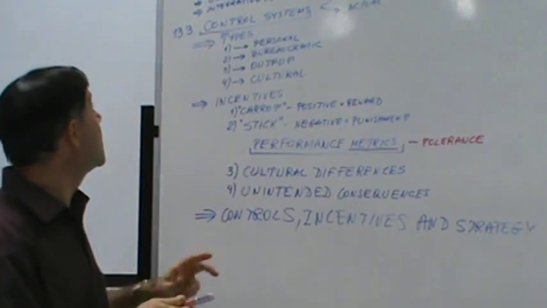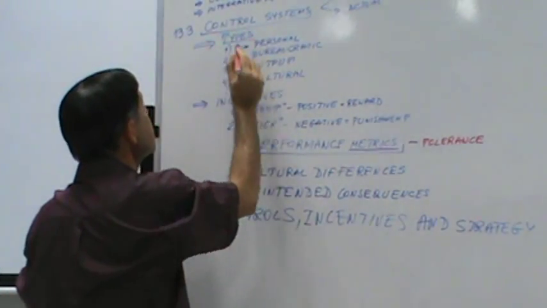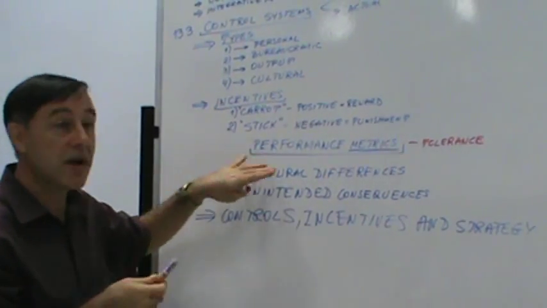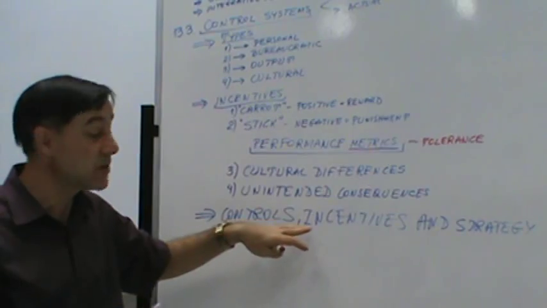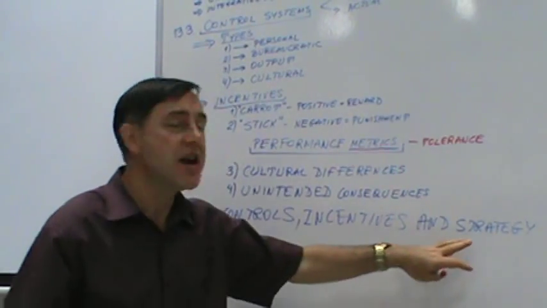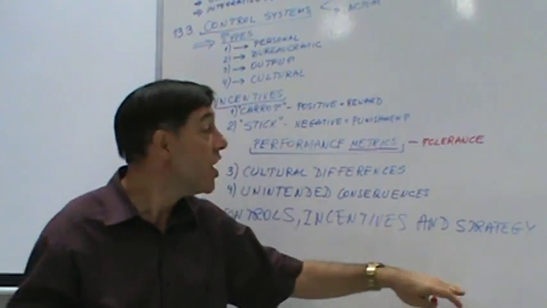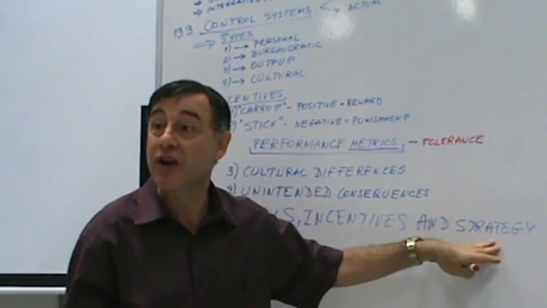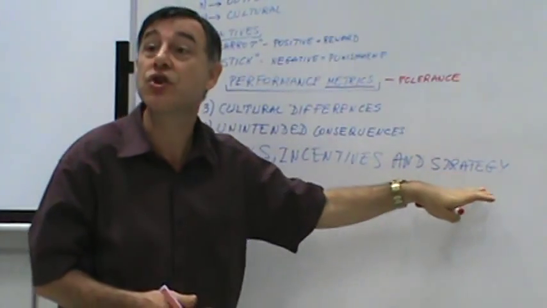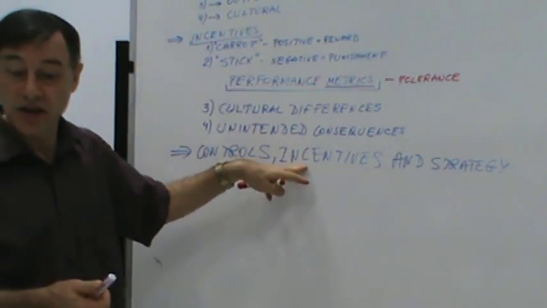So far all I did was I discussed the types of control systems, then I discussed the basics of incentives and variations. Now we need to see how controls and incentive systems relate to strategy. In other words, the way I was explaining from the basic strategy paradigm was, whatever the strategy is, the strategy will affect the overall organizational architecture. And strategy will affect the control systems, and it will affect the incentive systems.